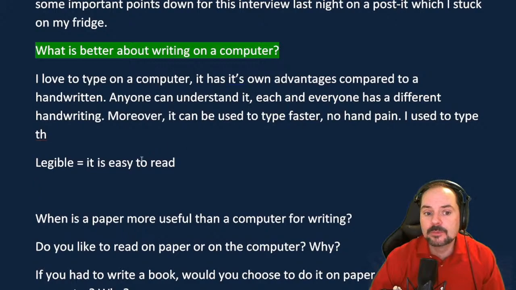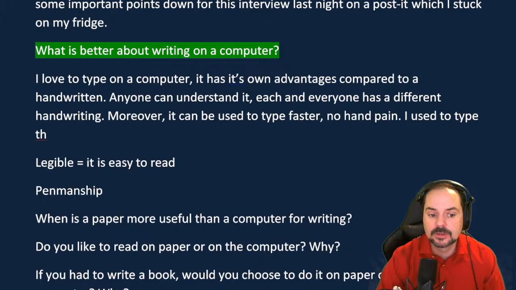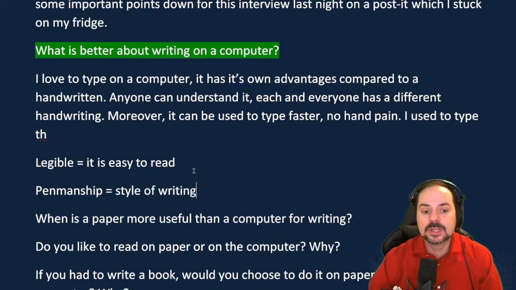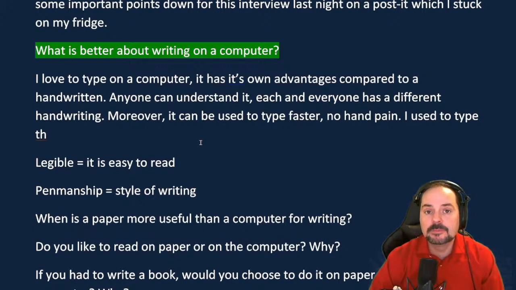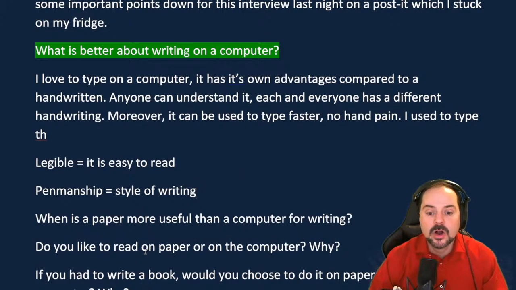The other word that could be useful in your answer is penmanship. Penmanship is our style of writing. So you can say each person has different penmanship. Do you want to try that? Just repeat after me. Each person has a different penmanship. Writing on a computer is more legible usually. Perfect. Very, very nice.